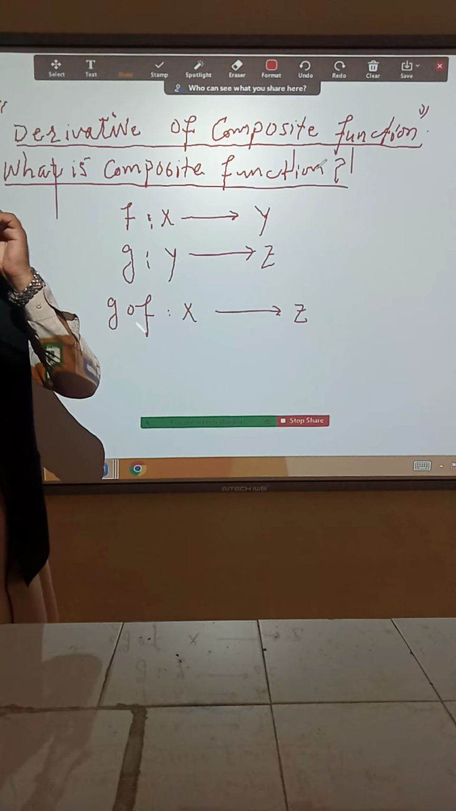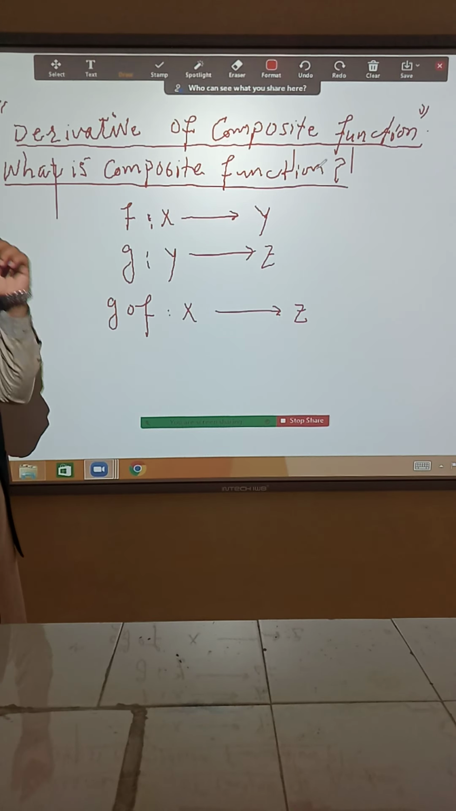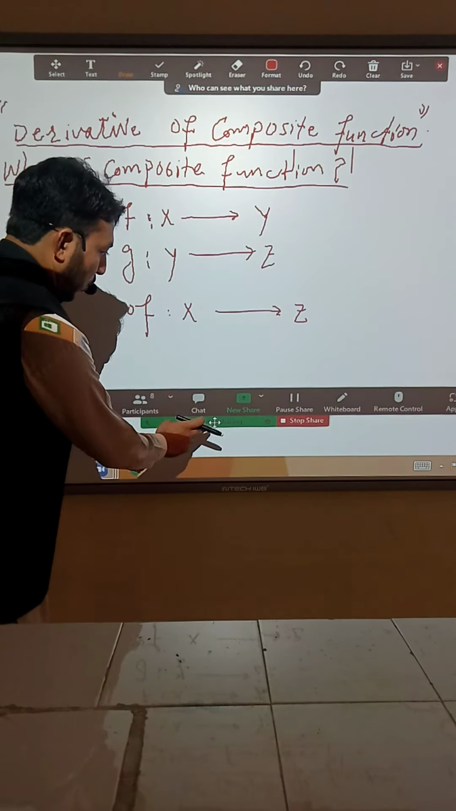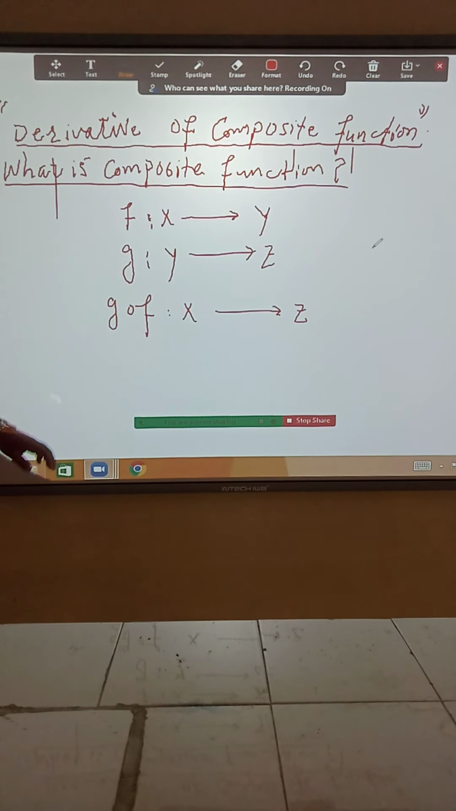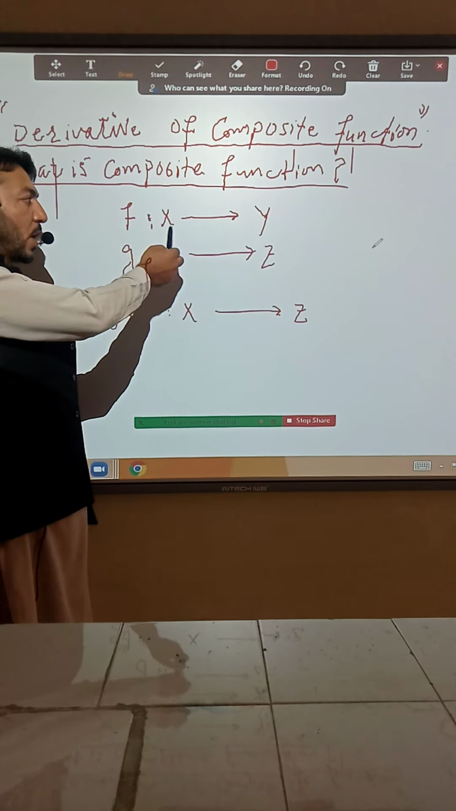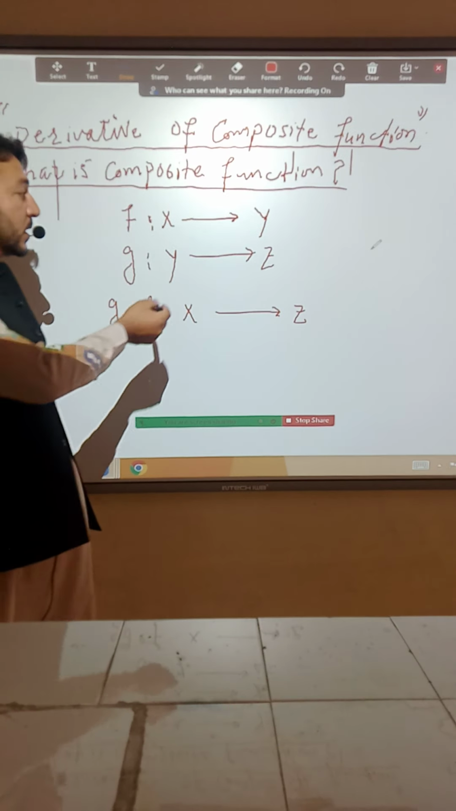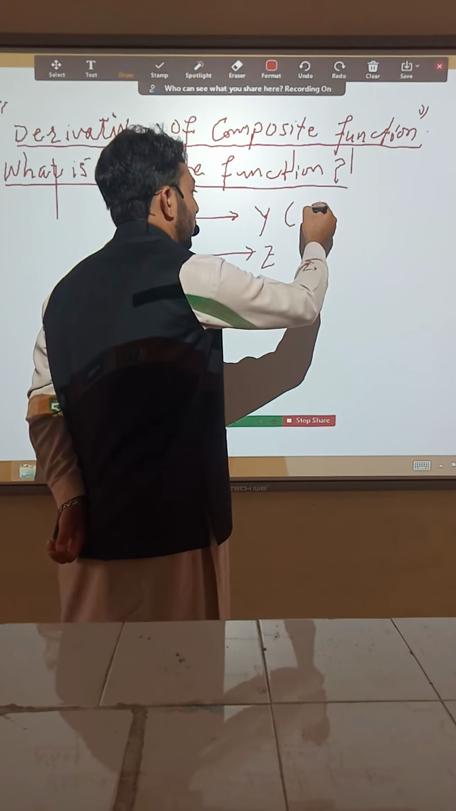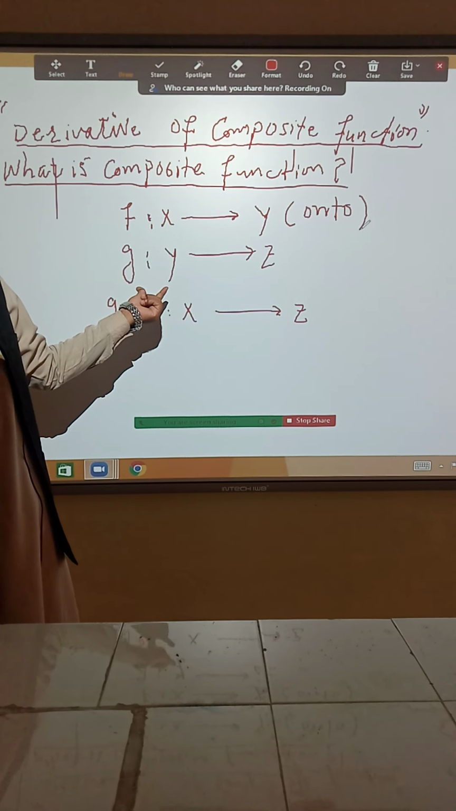Before we discuss the derivative of a composite function, first of all we will briefly revise what a composite function is. In chapter number 1 we discussed composite functions. For example, we have two functions. f is a function from x to y and g is a function from y to z. Let's say f is an onto function, so the codomain will be equal to the range. You see that the range of f is actually the domain of g.